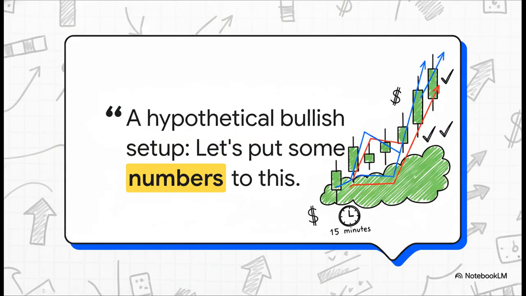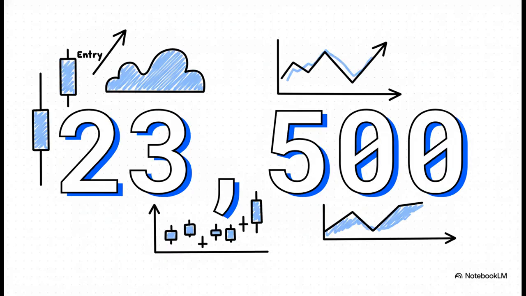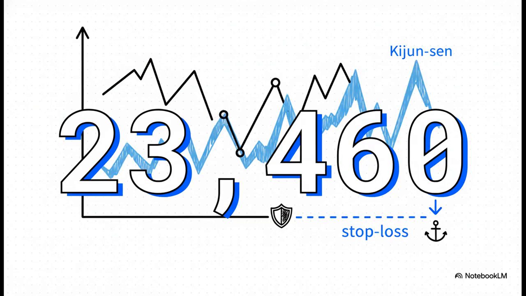All right, enough with the theory, right? Let's make this real with a quick hypothetical example. Let's imagine we spot a perfect bullish setup on a 15-minute chart. All 3 of our conditions are met. So all our signals line up, we get that confirmation, and bam, we enter the trade right at the open of that next candle. Let's just say our entry price is a nice round 23,500.